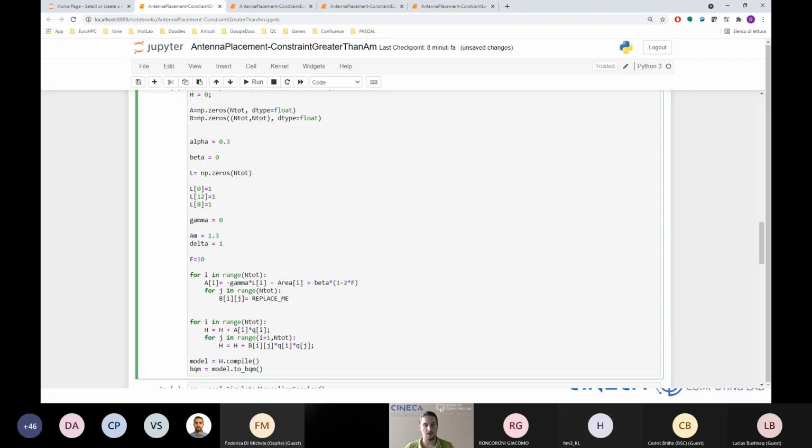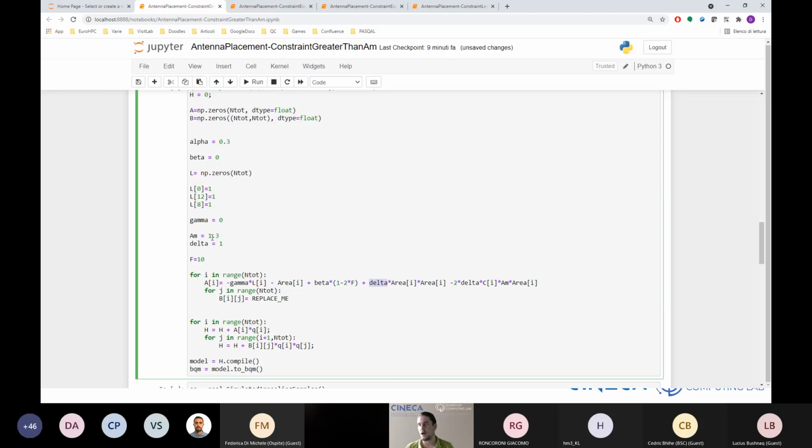Then I add the mathematical constraint. The mathematical constraint of this new constraint, that is this one. Okay. So now the parameter that I'm using to regulate this constraint is called delta.